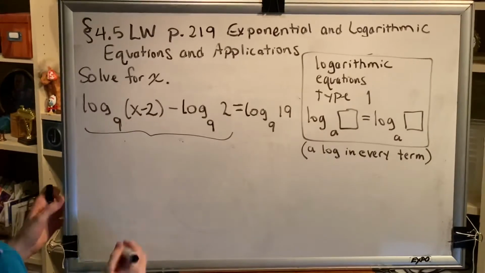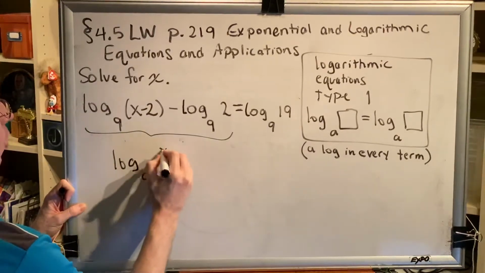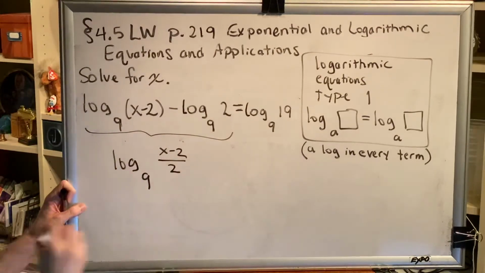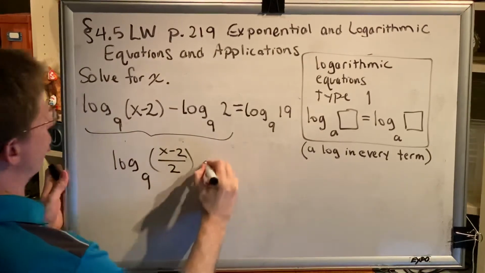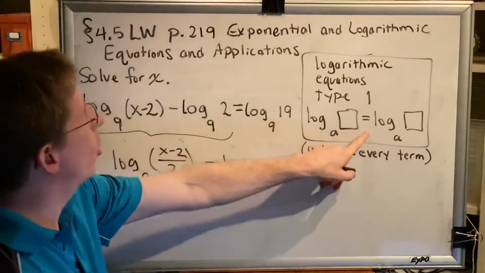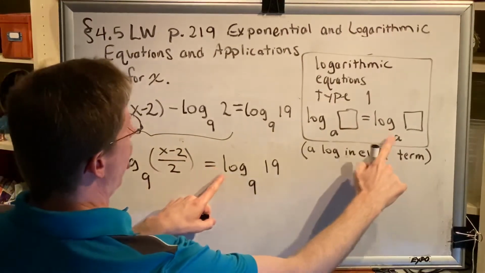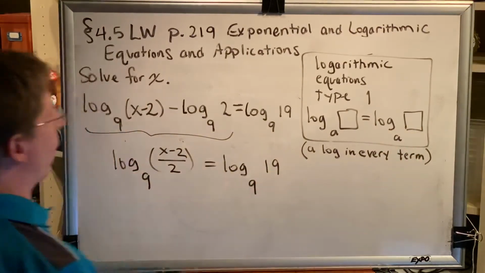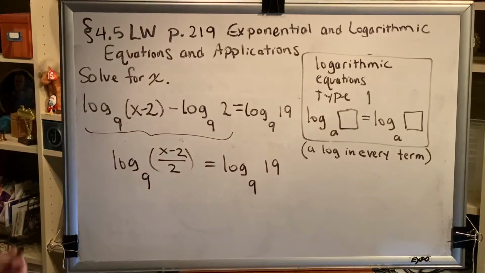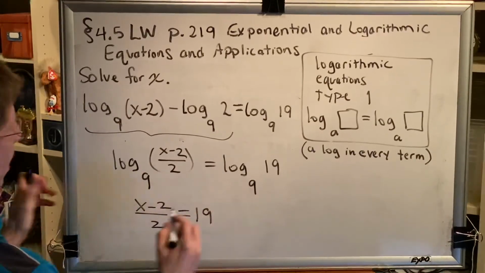So by the quotient property, I can combine these two logs into one by using a fraction. The numerator will be the argument of the first log, and the denominator will be the argument of the second log. So I get log base 9 of this fraction equals log base 9 of 19. Now this is in the correct form. Log base something of something equals log base same base of something else. So by this property, I can now set these two arguments equal to each other. And I get x minus 2 over 2 equals 19.